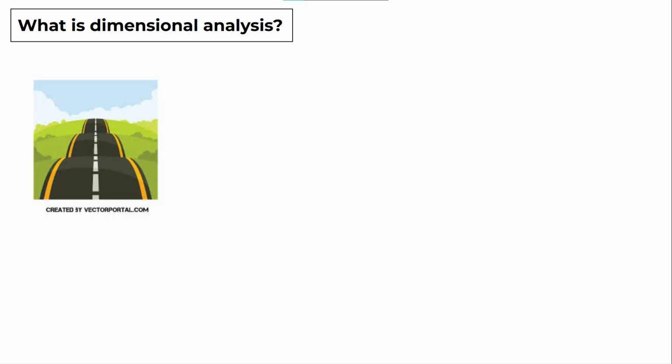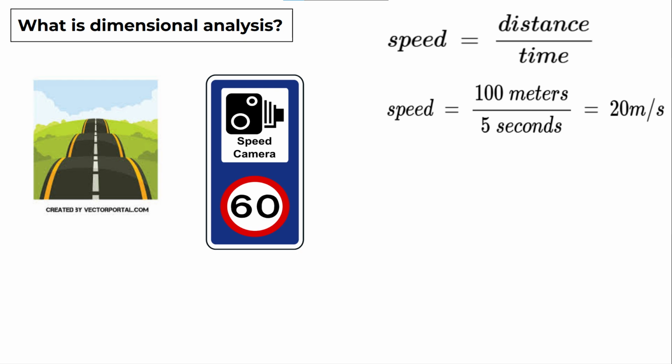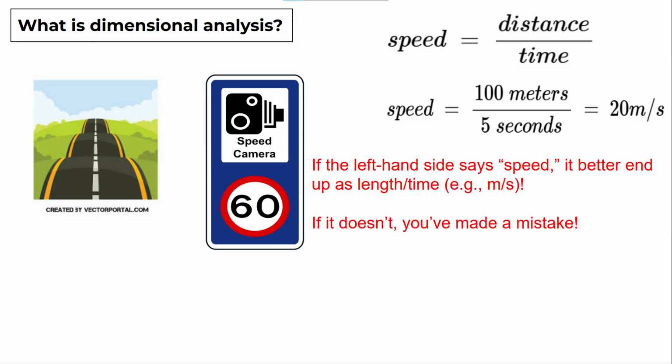Imagine you're driving down a road and a speed camera tracks your motion. The formula to calculate speed is distance over time. Let's assume you've traveled 100 meters in 5 seconds. This means you were going 20 meters per second. What we've noticed is that if the left-hand side says speed, it better end up as length over time, like meters per second. If it doesn't, you've made a mistake. And this is what dimensional analysis is for.